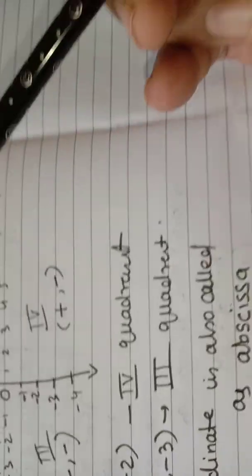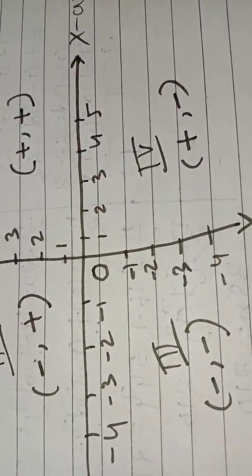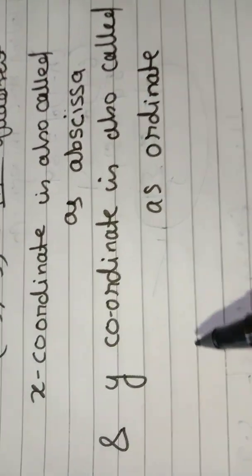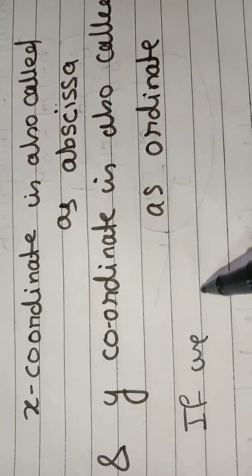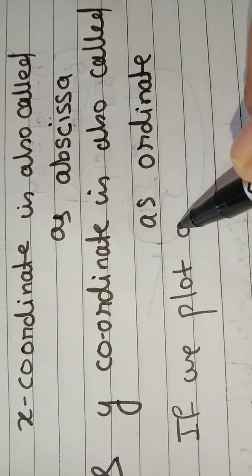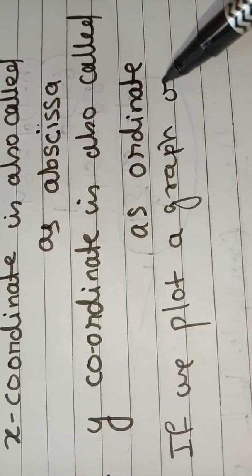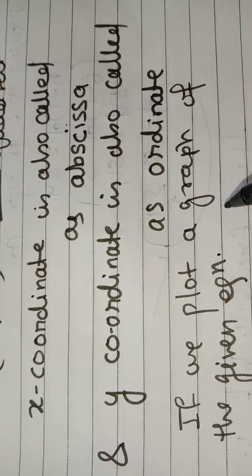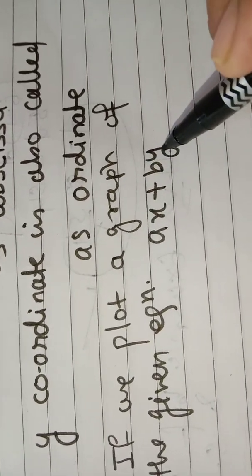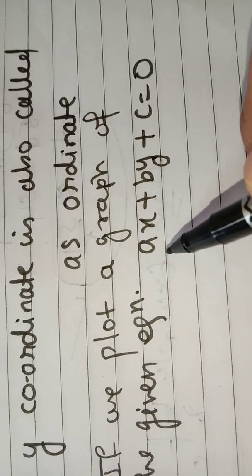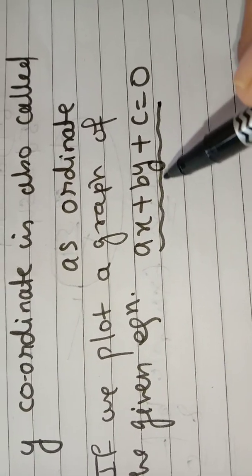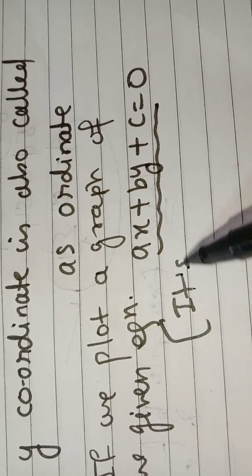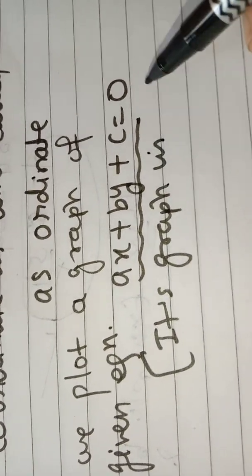Okay, these are the basic things what you did in 9th standard, as well as you have done something about equations. The equation is what? About linear pair. That is, if we plot a graph of the given equation ax + by + c = 0, then you will find that its graph is always what? Its graph is linear.